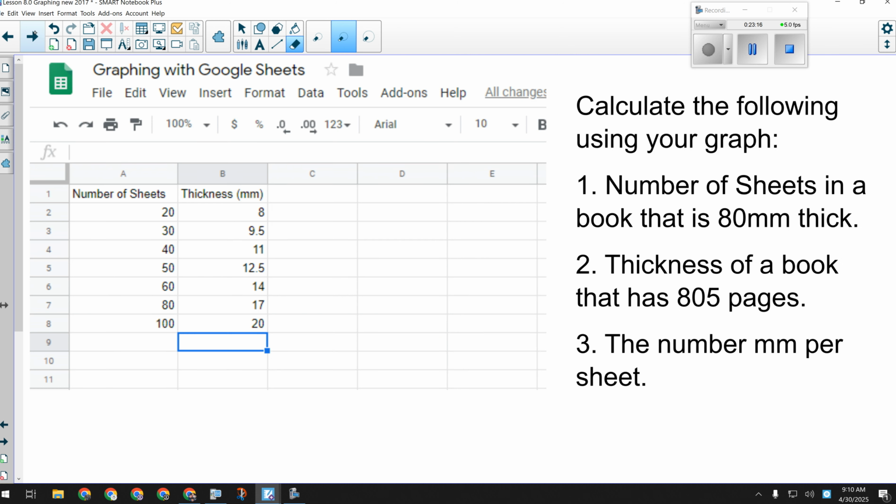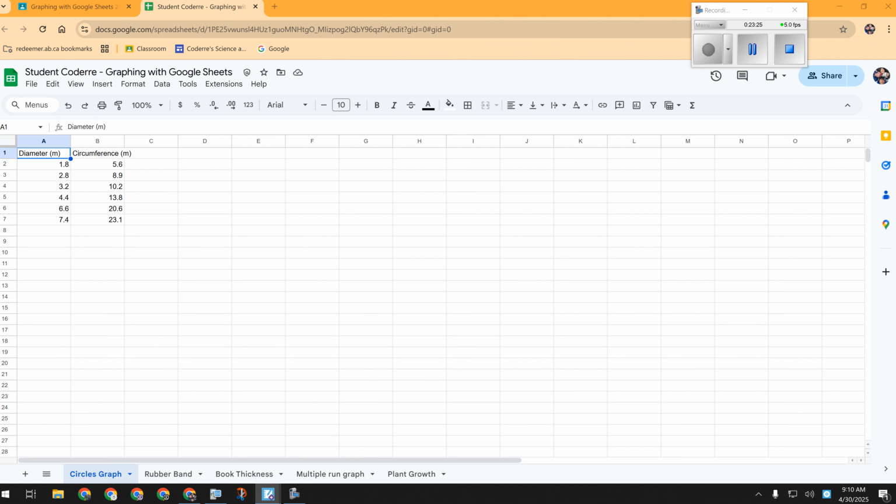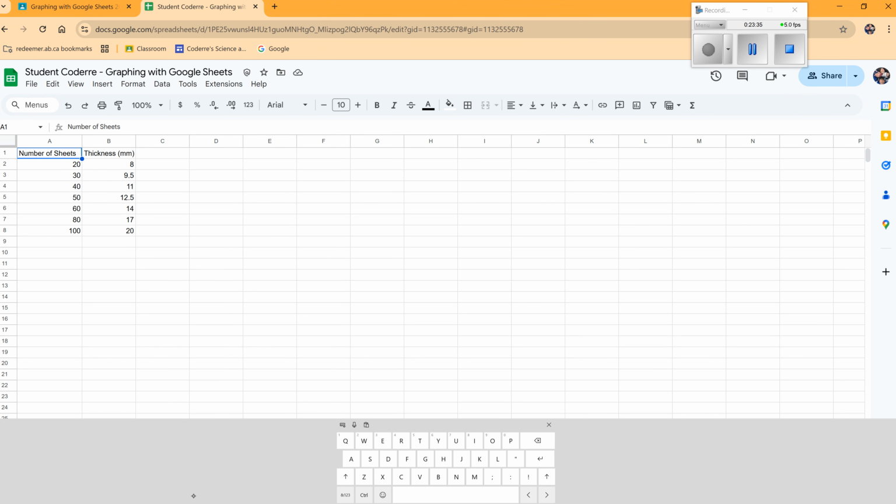All right, so on your Google Sheet, one of the tabs says it's a graph of the number of sheets versus thickness. See this tab right here on your Google Sheet? It says book thickness. Let's go there. In this study, it's not really an experiment, somebody wanted to see how thick a book would be based on how many pages it had.